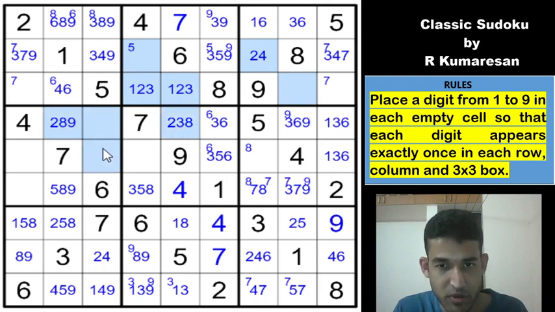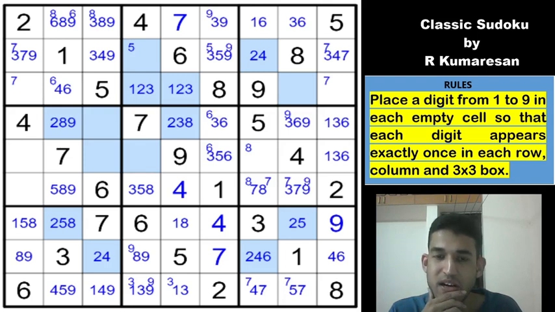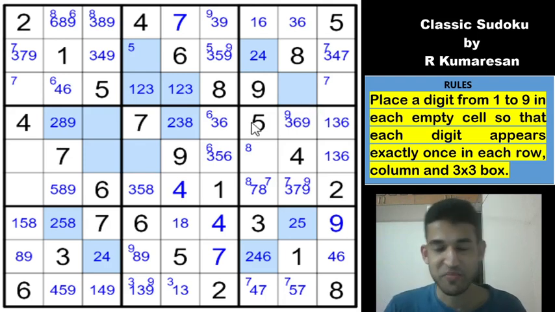2 in row 5 is possible here, and these cells are not possible. And 2 in row 7 here or here. 2 in row 8 in these two cells. Is that giving me anything? Not really, right? I don't think there is anything. Oh wait. Yes guys, yes. I think this is the break-in guys.